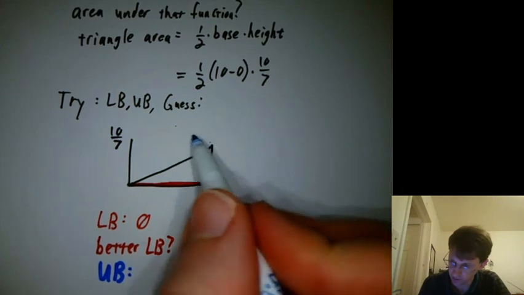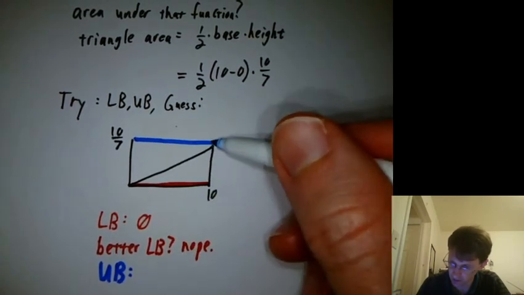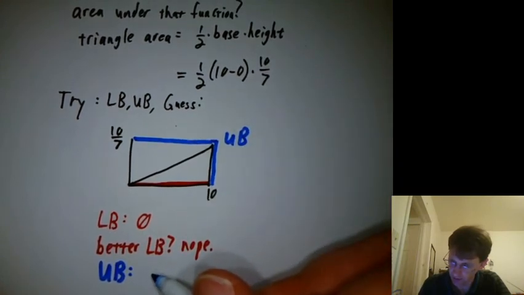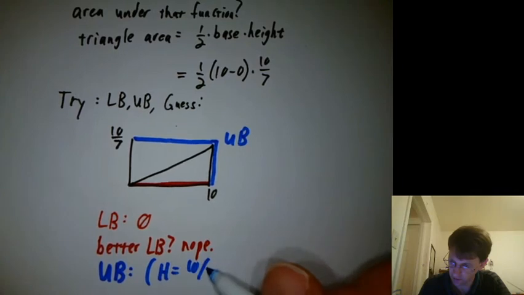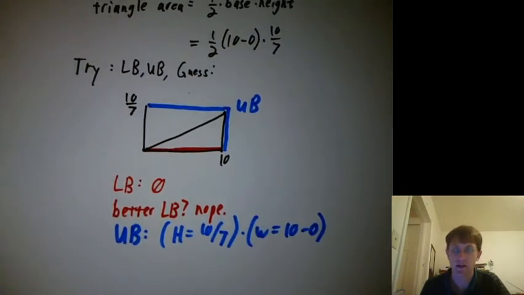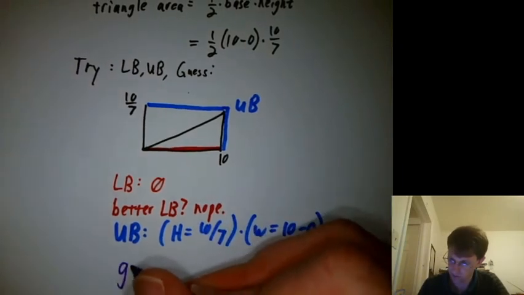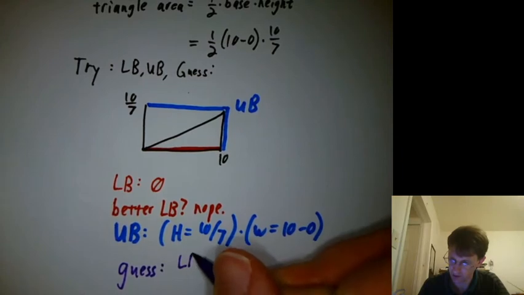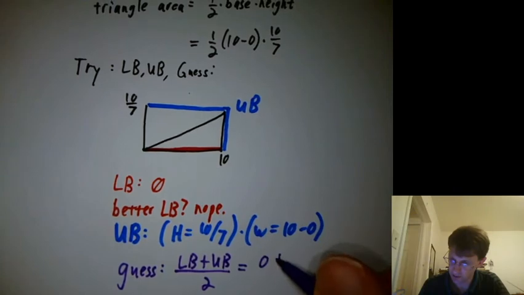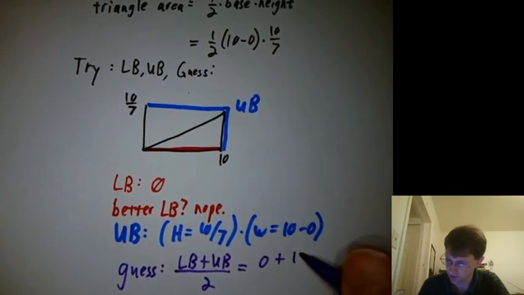Well, the highest the function ever gets is 10/7. So that's a height of 10/7 times a width of 10 minus 0. And the exact arithmetic isn't that important there. And then how about a guess? We often do lower bound plus upper bound divided by 2. So that would be 0 plus, I guess we can do the arithmetic real quick there, 100/7 divided by 2.